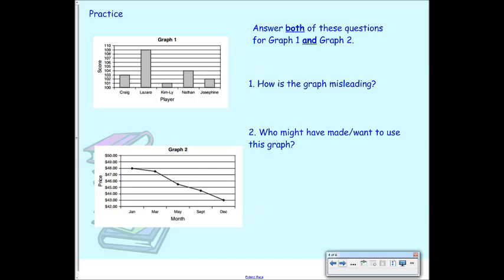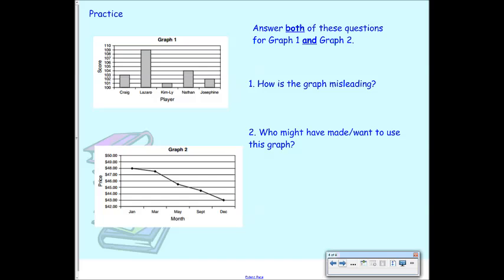What might have been a more accurate way to count? Yeah, maybe counting by 5. So it doesn't look like there's such a huge disparity, right? Okay, good. And then with number 1, who might have made that graph? Or who might want to use it? Lazaro. Lazaro, because then it makes it look really good, right?